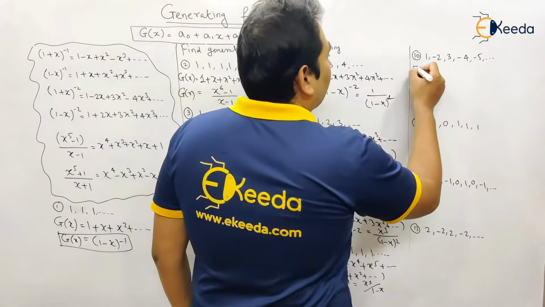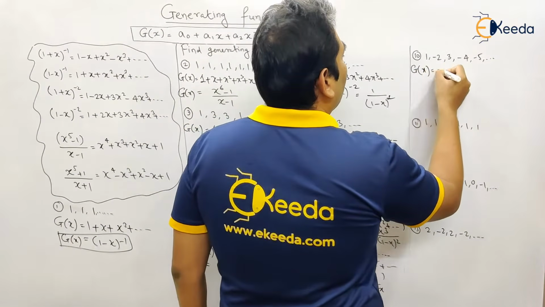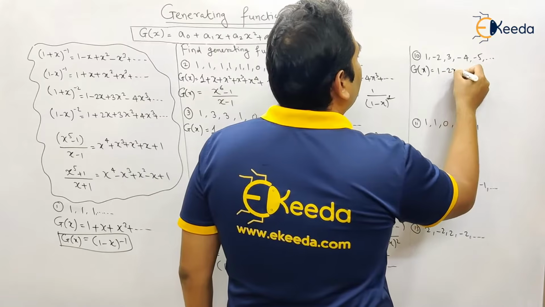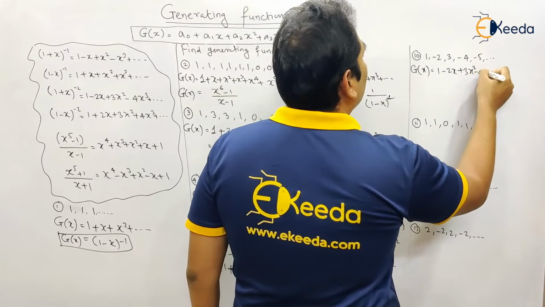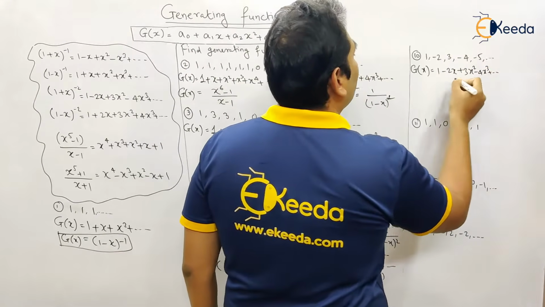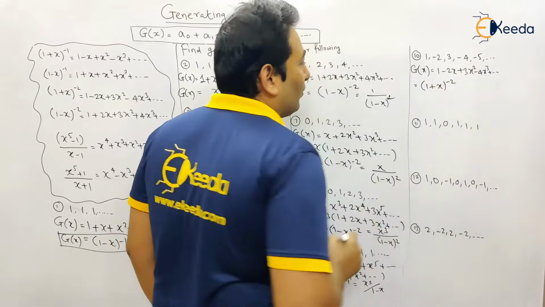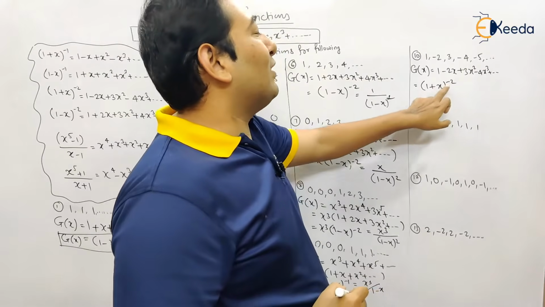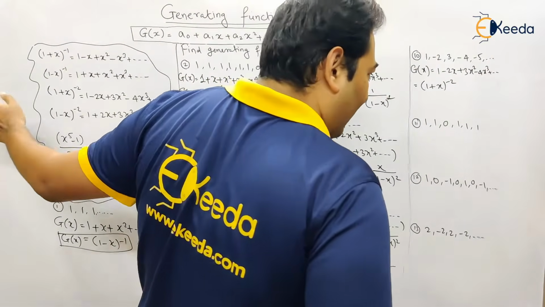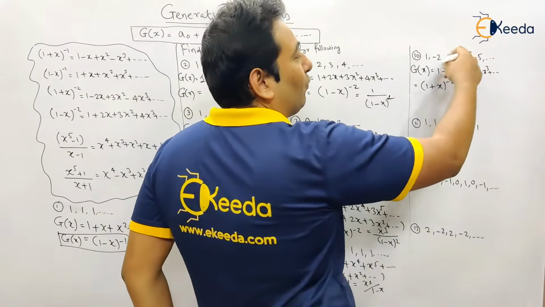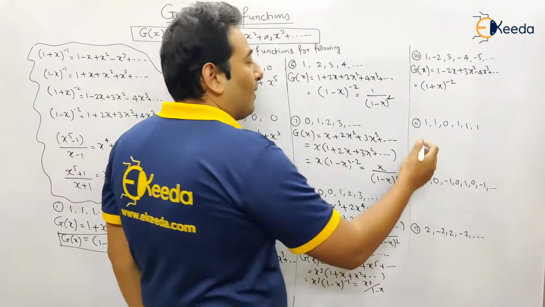Let us move on. 10. 1 minus 2x plus 3x square minus 4x cube plus dot dot dot. So in short, this is 1 plus x raised to minus 2. Plus and minus, so it will be alternate plus minus. It's a direct series. So this is the generating function for this particular series.